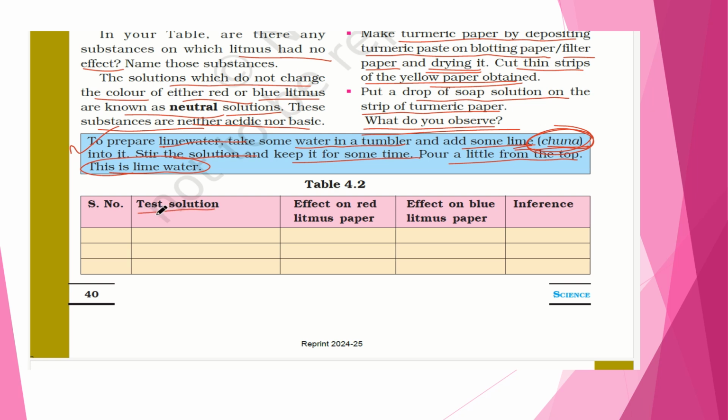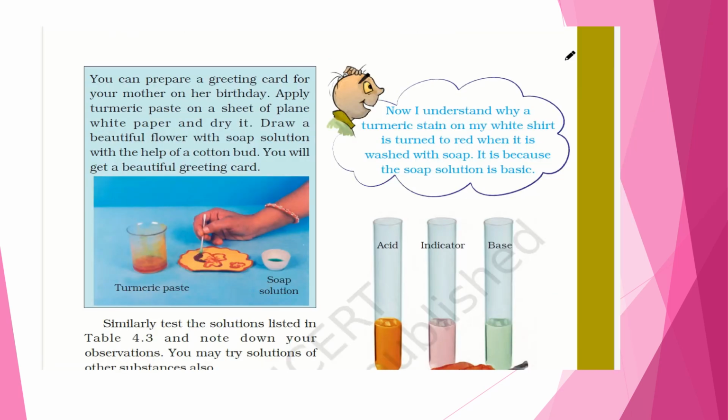Now you can test the solutions we have told you above and write the effect on blue litmus paper, and the inference, that is whether it is acidic, basic or neutral. Here they have given you a card making activity, so you can make a greeting card for your mother on her birthday. You can apply turmeric paste on a sheet of plain white paper, dry it, and draw a beautiful flower with a soap solution with the help of a cotton bud. See how they have shown you a beautiful greeting card made with turmeric and a soap solution.